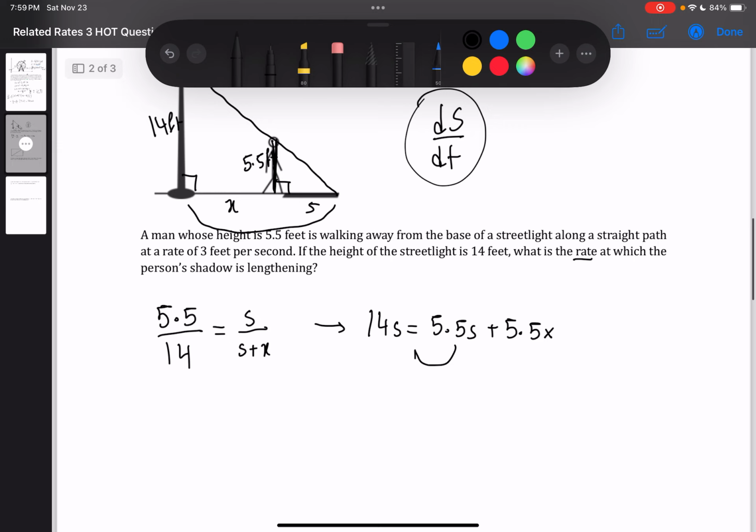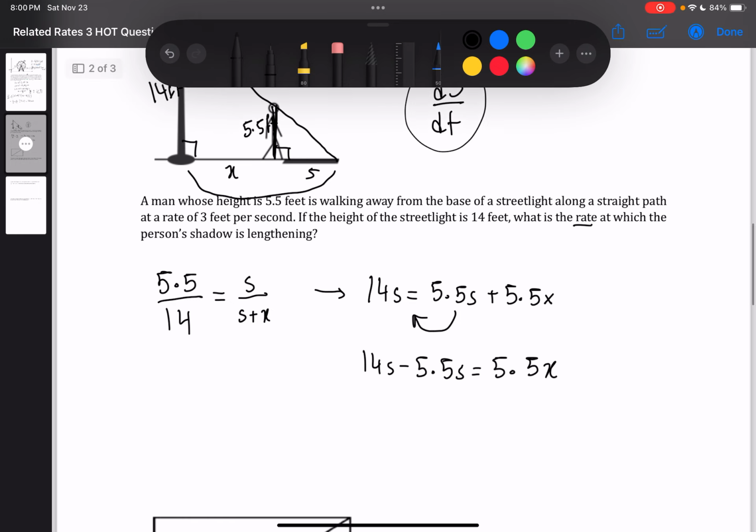Now take the s to that side, so you're going to get 14s minus 5.5s is equal to 5.5x. Now 14 minus 5.5 is going to be 8.5. So 8.5s is equal to 5.5x, divided by 8.5 divided by 8.5. So 5.5 divided by 8.5 is going to be 0.64. Or let's just keep it as a fraction over here.